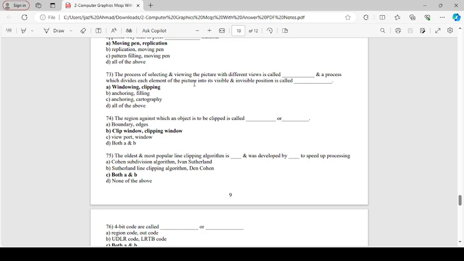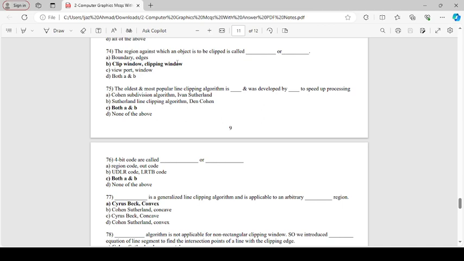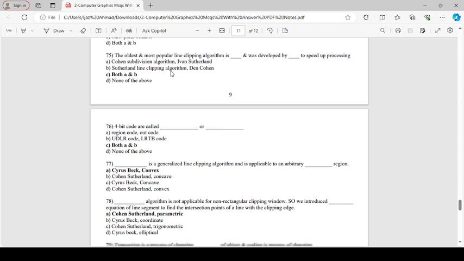The process of selecting or viewing the picture with different views is called windowing, and a process which divides each element of a picture into visible and invisible portions is called clipping. The region against which an object is clipped is called the clip window or clipping window. The oldest and most popular line clipping algorithm is the Cohen-Sutherland algorithm, developed by Sproull and Sutherland, and Newman to speed the process.